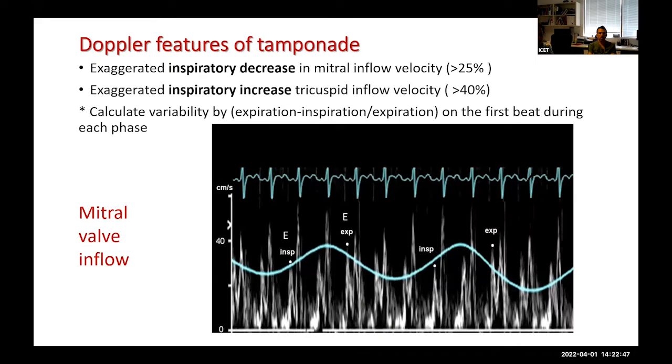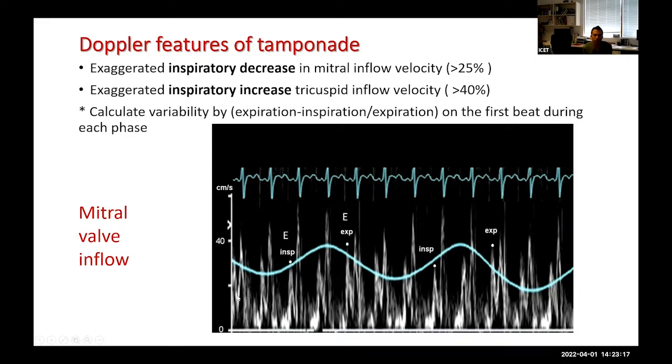Now, there are various Doppler features of tamponade that you can detect by looking at the inflow of the tricuspid valve and the mitral valve. So let's start by having a look at the mitral valve inflow. If you just measure at the beginning of inspiration, so this is a standard respiratory recording. So this is inspiration here.